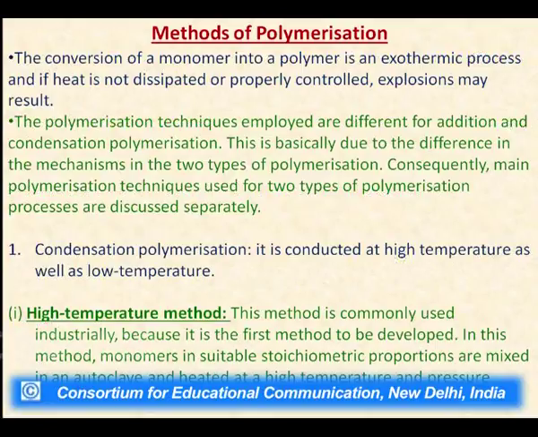Then comes the method of polymerization, that is, in which manner a particular monomer combines to form a particular polymer. The conversion of monomer into polymer is an exothermic process, and if heat is not dissipated or properly controlled, explosions may result. The polymerization techniques employed are different for addition and condensation polymerization. This is due to the difference in mechanisms of the two types of polymerization, which we discussed in the previous lecture.